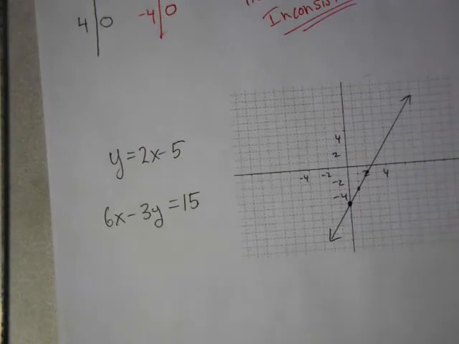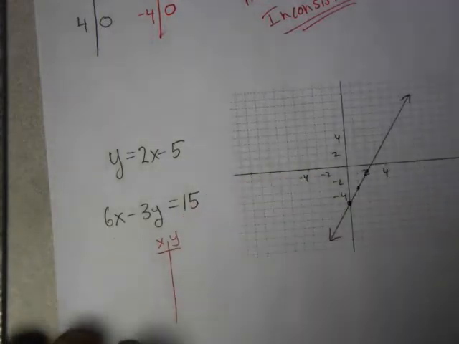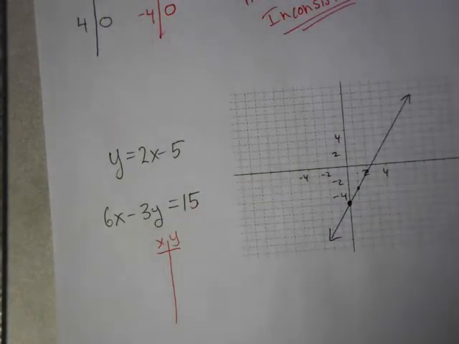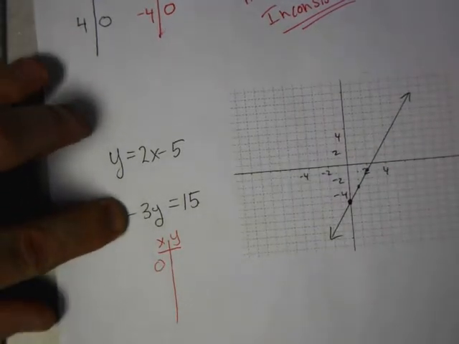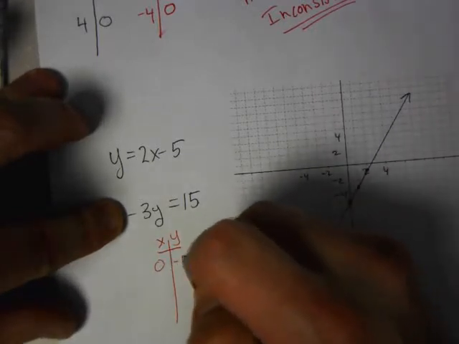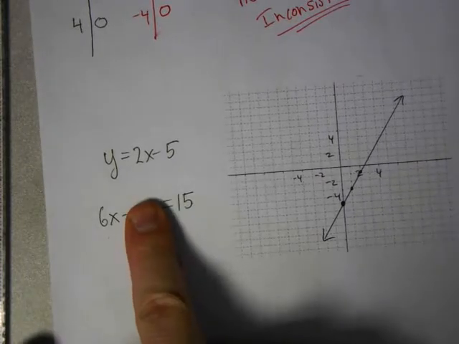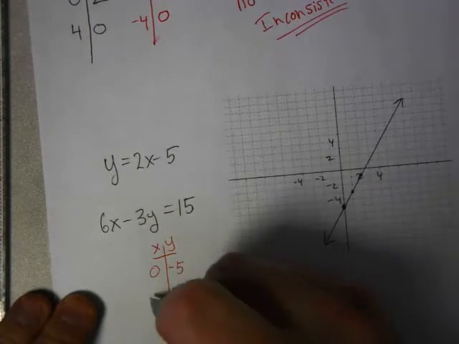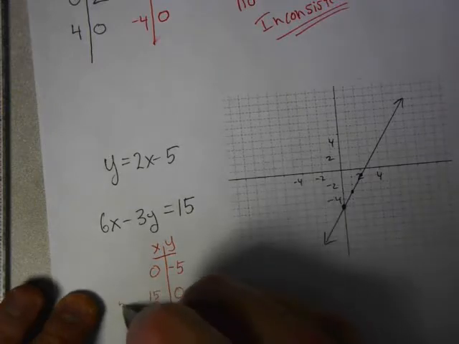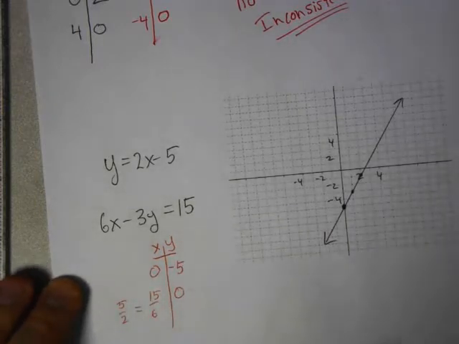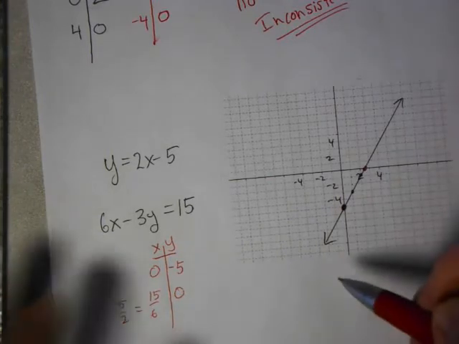Alright, and then the second one I'm going to draw in red. Let's see. So if x is 0, y is going to be 15 divided by negative 3 is negative 5. And if y is 0, this one doesn't work out so hot, but we can live with it. We get 15 over 6, which of course we could reduce by 3 to be 5 halves, which is 2.5. So I have 0, negative 5, and then I have 2.5, 0.